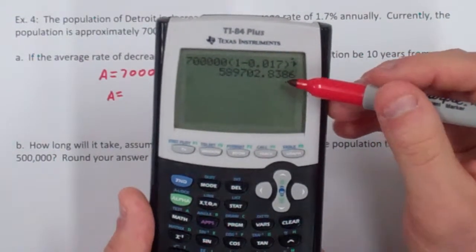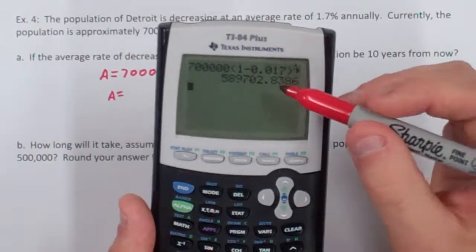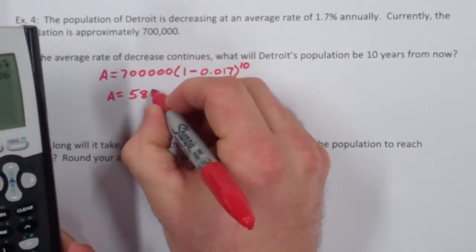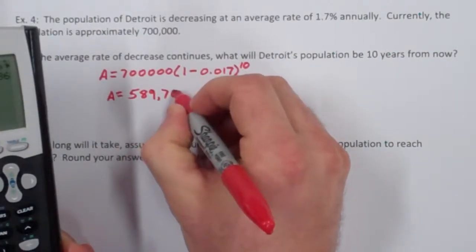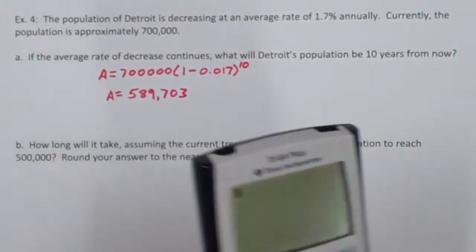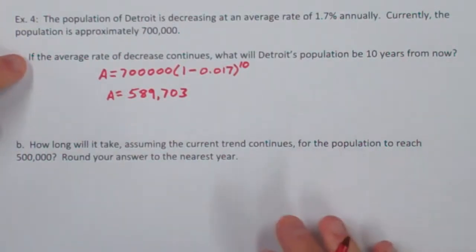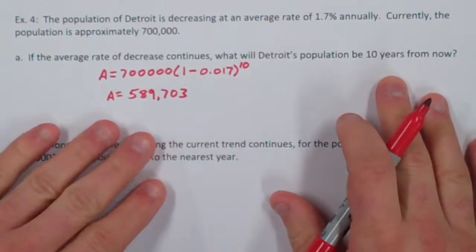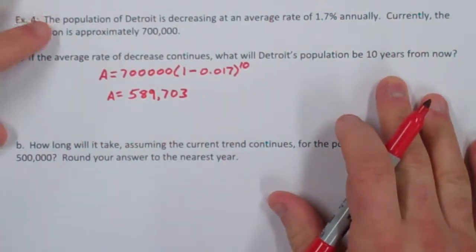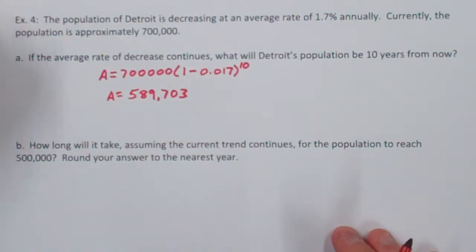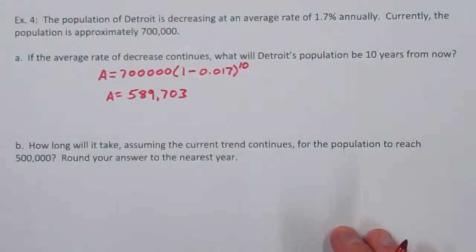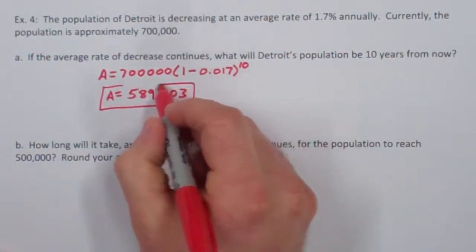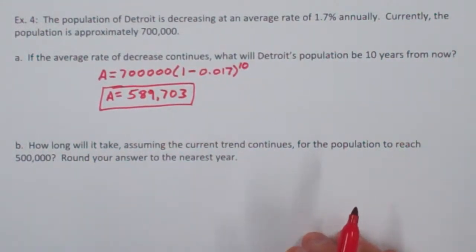We can't really have 0.8 or 0.8386 of a person, so we need to round up to 589,703 people. And again, that is just if the rate of decrease continues. That's what the population is expected to be. It's not saying that it will. Nobody can look into the future, but we can use math to predict what might happen in the future. So this is the answer for Part A. That would be the approximate population.